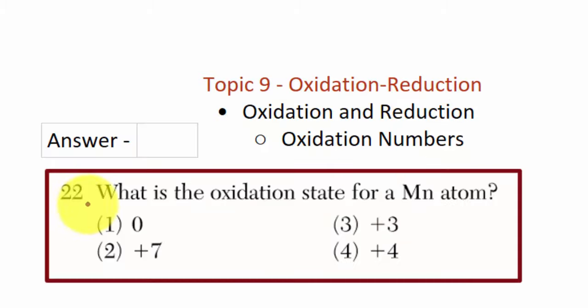Question 22. What is the oxidation state for a manganese atom? Well, they're telling us it's an atom. It's not an ion. And as you know, there's a whole list of rules for determining oxidation states. But rule number 1 is that if you have a neutral atom, the oxidation state is 0. So the answer to this question is 1.